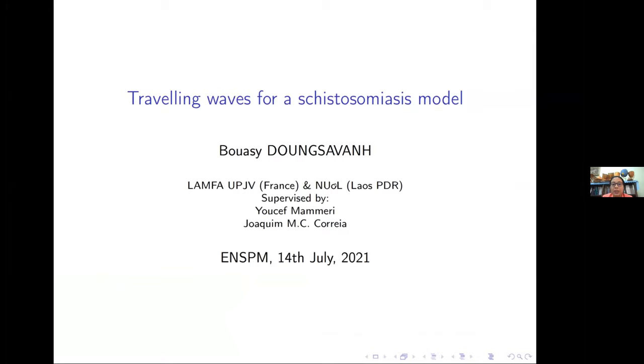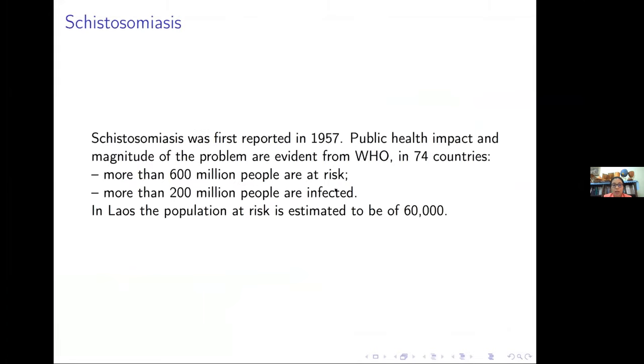Yes, I will talk about traveling waves for a schistosomiasis model. Schistosomiasis was first reported in 1957. The health impact and magnitude of the problem are evident from WHO in 74 countries. More than 600 million people are at risk, and more than 200 million people are infected. In Laos, the population at risk is estimated at 60,000 people.